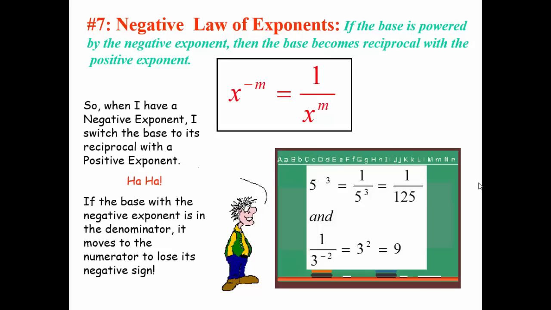So when I have a negative exponent and I switch the base to the reciprocal with the positive exponent, if the base with the negative exponent is in the denominator, it moves to the numerator and loses its negative sign.